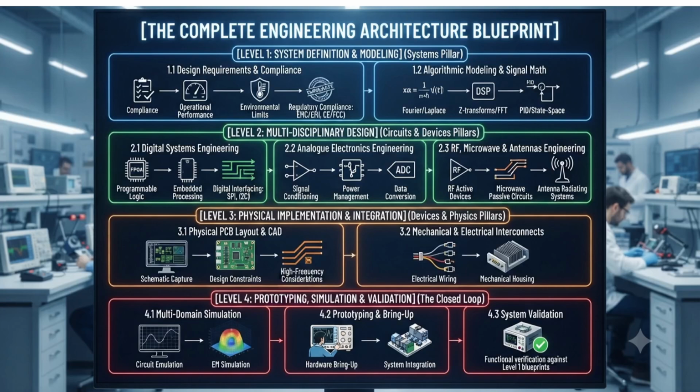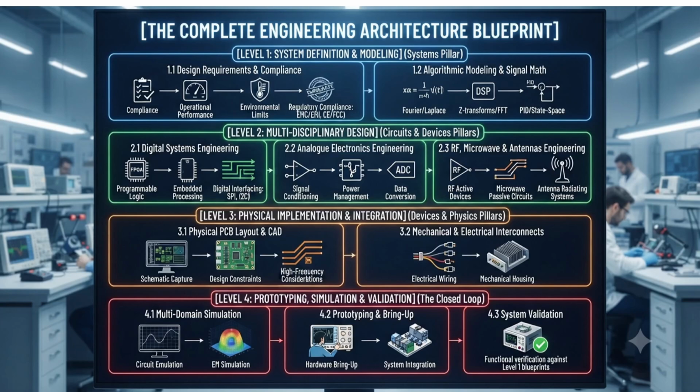To wrap everything up, let's look at how these 4 levels come together as a complete life cycle. At level 1, we focus on system definition and modeling. This is where we establish our foundational design requirements, set operational and environmental limits, lock down compliance frameworks like FCC and CE, and build out our mathematical and algorithmic models using tools like Fourier transforms and PID loops.